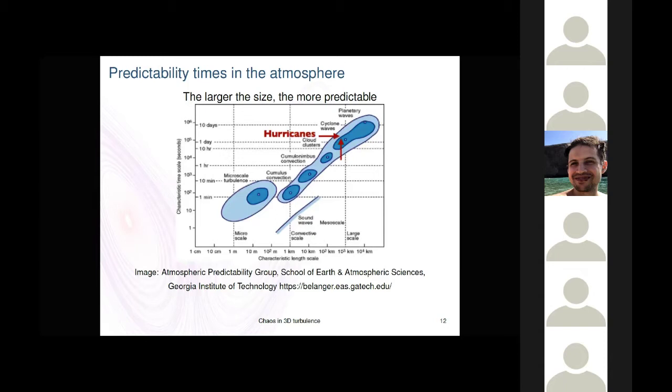So this is in line with the same philosophy that people in weather prediction understand: the larger the phenomena we want to describe, the longer times we can predict it. So obviously, if we want to describe cumulus convection or cloud formation or microscale turbulence, we can predict it for very short times, and the solutions become decorrelated quite fast. We can predict it for only minutes, hours. But as we want to predict larger phenomena, that is predictable on a larger time scale.